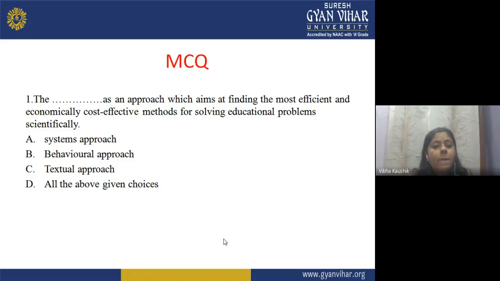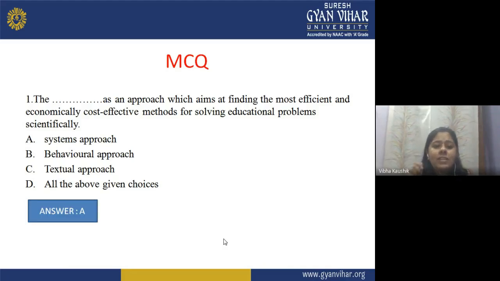The first one: the dash is an approach which aims at finding the most efficient and economically cost effective method for solving educational problems scientifically. These are the options. The first one is system approach, second is behavioral approach, C is textual approach, and D is all the given choices. What will be the correct answer? The correct answer will be A.